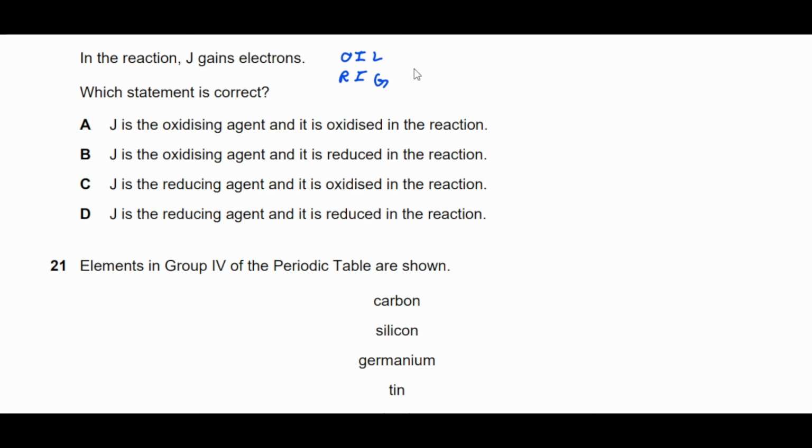Okay. So, the compound that is reduced is the oxidizing agent. All oxidizing agents would be reduced. Okay. So if it's a reducing agent, it will be oxidized. But in this case, J is the oxidizing agent because it is reduced in the reaction. So the answer is B.